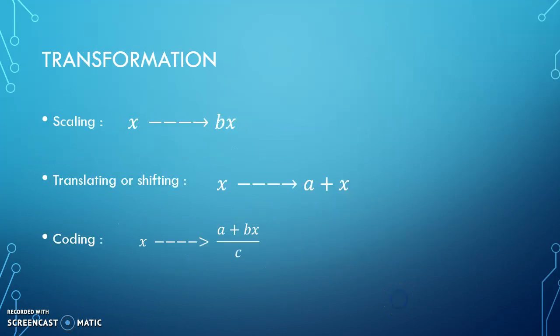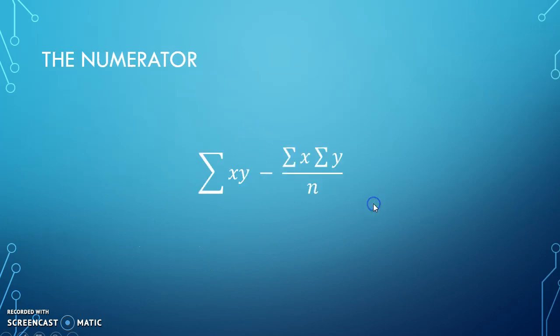Okay, let's move on. Before we do a full transformation like A plus Bx over C, we need to take a look at each of these first. The first two are very important because the last one, coding, is practically derived from the combination of these two. So let's see what happens when the data is scaled or translated or coded. We start off with scaling.